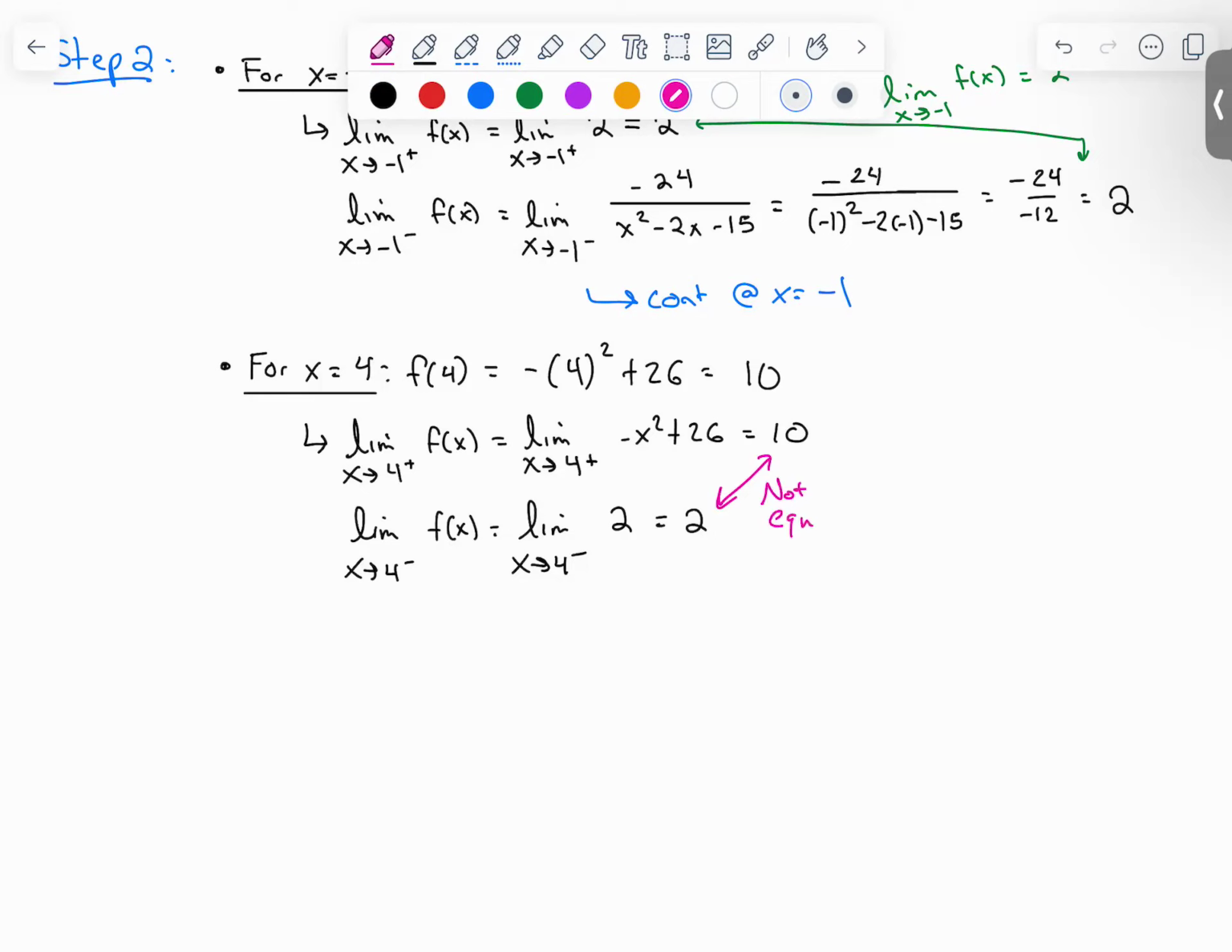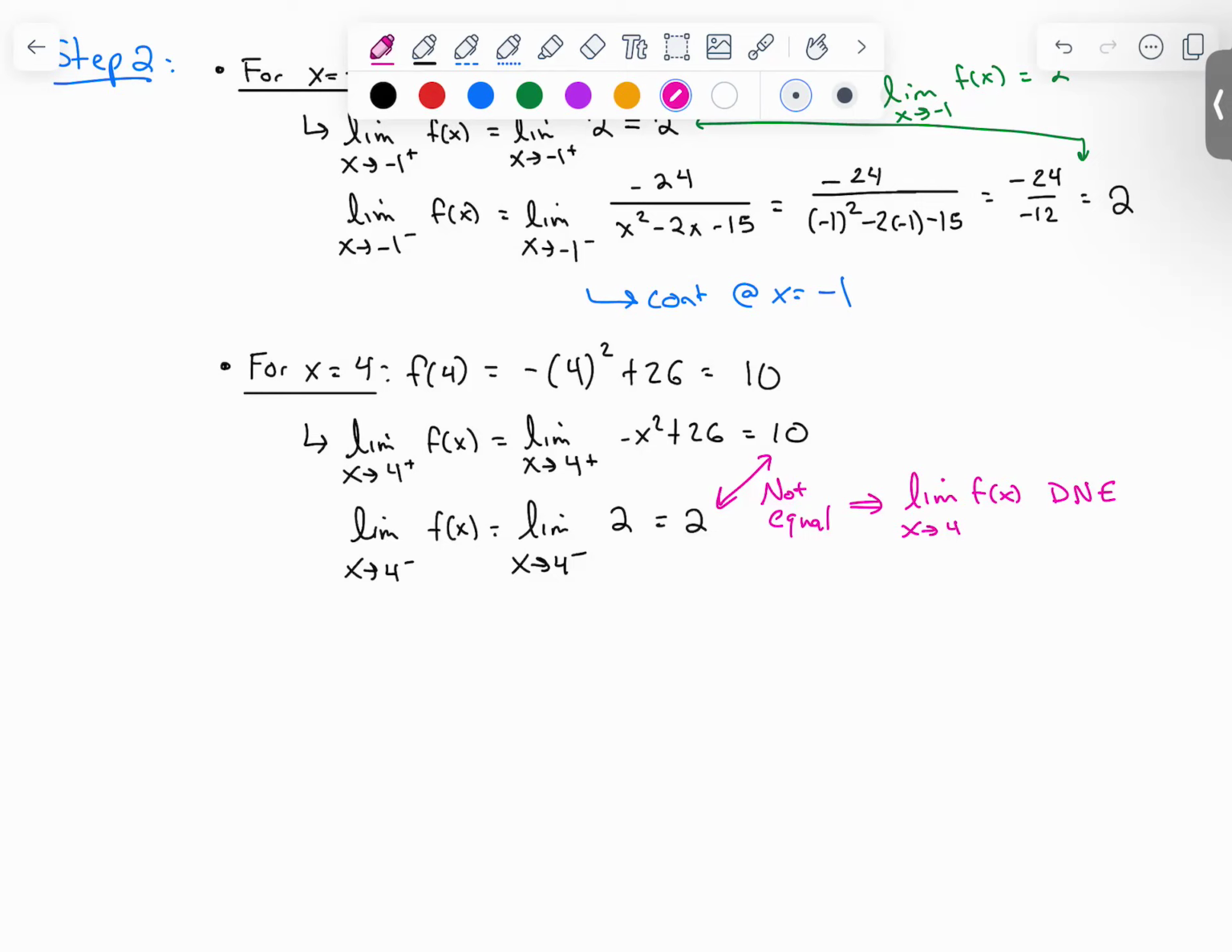Not equal, which implies that the limit as x approaches 4 of f of x does not exist. Because the limit does not exist, it fails continuity. You need the function to exist, the limit to exist, and both be equal. Since the limit does not exist, we're all done.